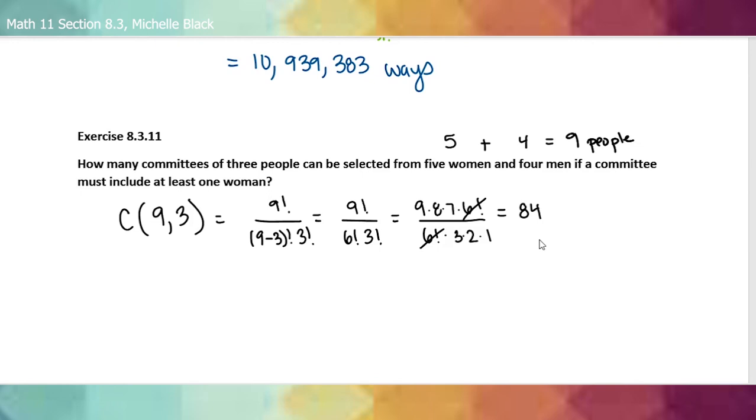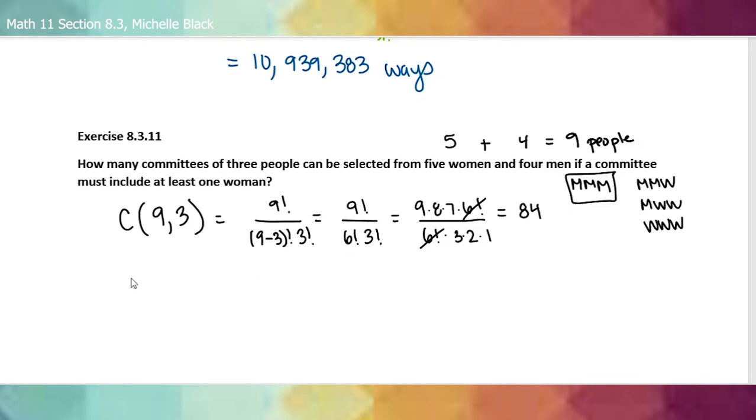However, that does not take into account the fact that we want the committee to contain at least 1 woman. So what we can do is figure out all of the committees that have no women and just subtract that from the total, and that should leave committees that have at least 1 woman, right? Because the only way that you're not going to have at least 1 woman is if you have a committee that's all men, right? Otherwise, you would have maybe 2 men and 1 woman, or 1 man and 2 women, or all women.